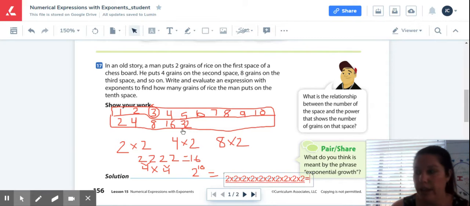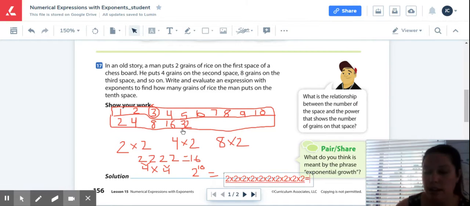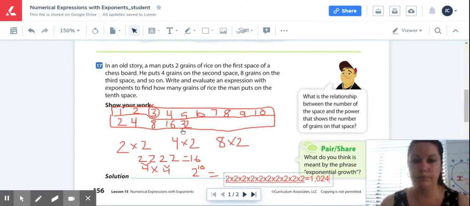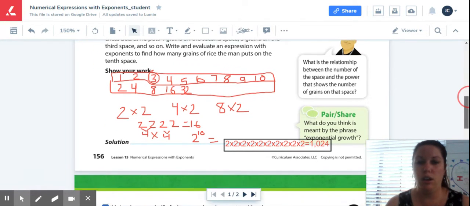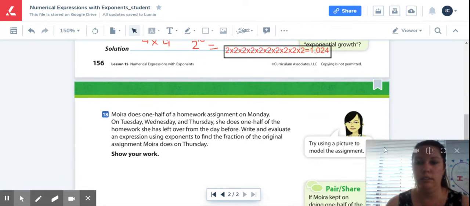So if you were to multiply all that out, you should get 1,024. And then that's our answer for number 17. Okay? All right, number 18.